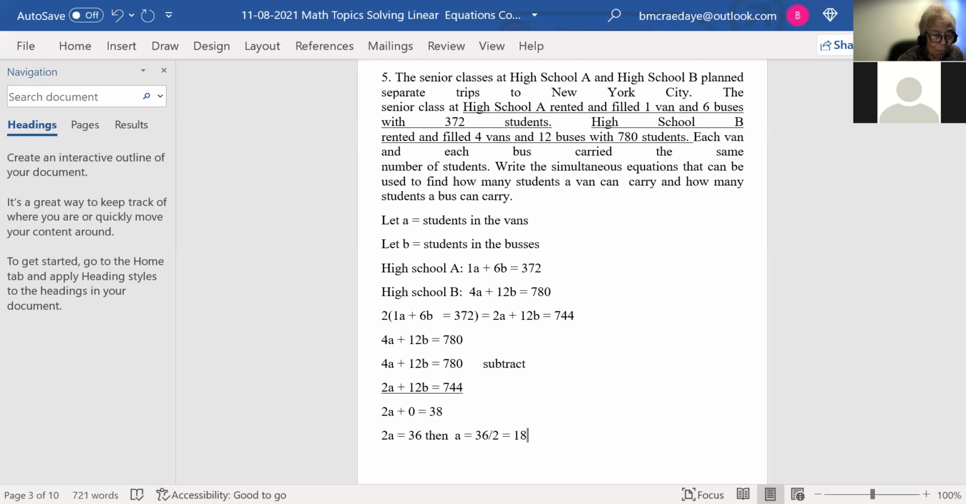By multiplying 780. Now, find B. Well, we can take either one of our equations. We can take this equation or this equation, put in what A is equal to, and then solve for B. So which one of the equations do you want to use? High school A or high school B? Doesn't matter. High school B. Okay, so we want to use this one.